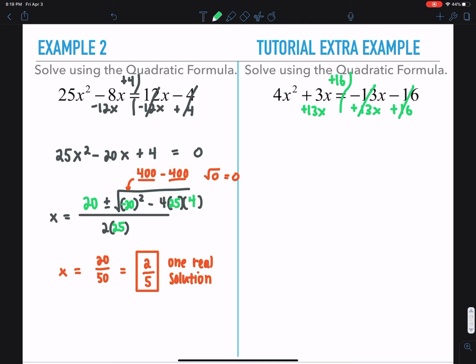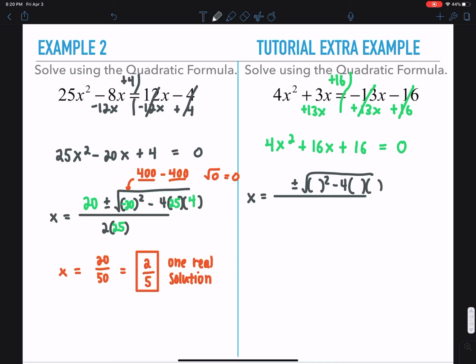So these are going to cancel. And we have 4x squared plus 16x plus 16 equals 0. And again, right into our quadratic formula. So x is going to equal the opposite of b plus or minus the square root of b squared minus 4 times our a value times our c value, all divided by 2 times our a value.